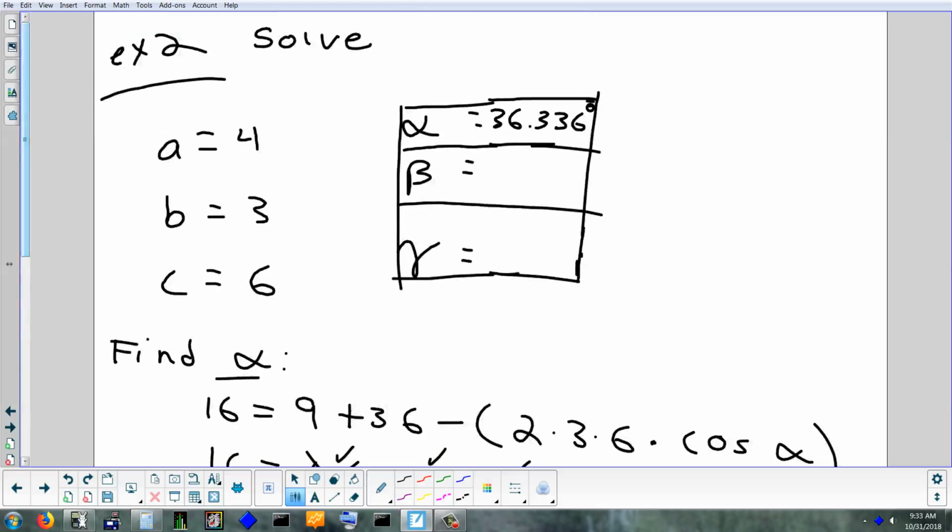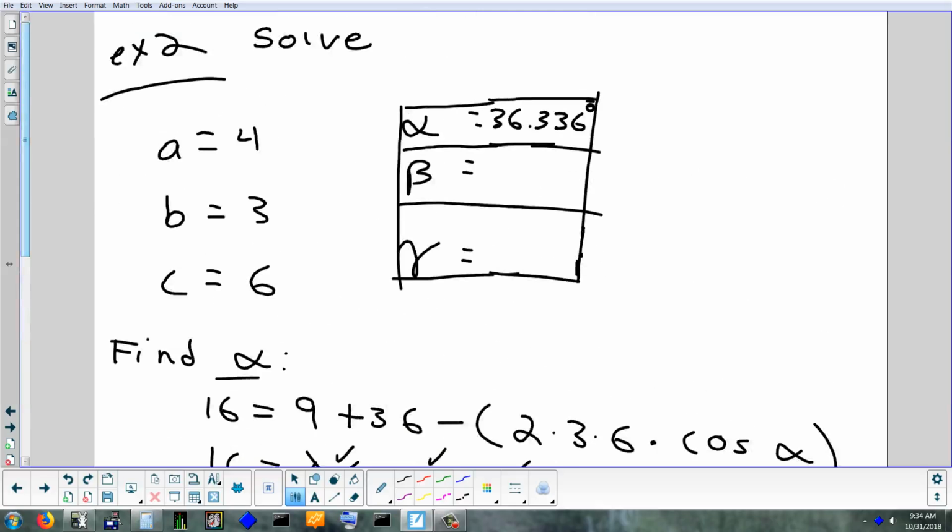Now, besides being a side-side-side problem, we could look at it as side-angle-side. If you drew it out, you could see that. Or side-side-angle. I'm going to stick with law of cosines again because I know there's only one answer to this problem. And law of cosines will give that to me directly. I don't have to play around with second answers or anything like that.